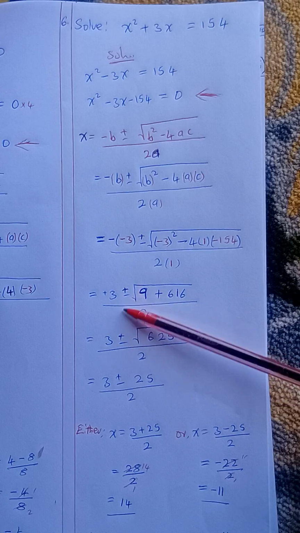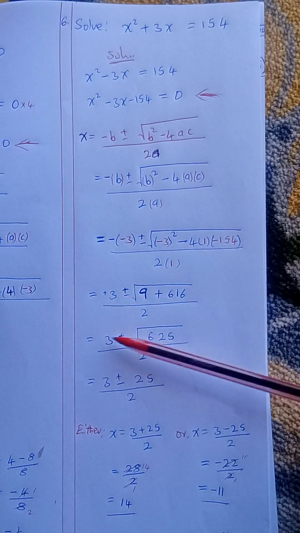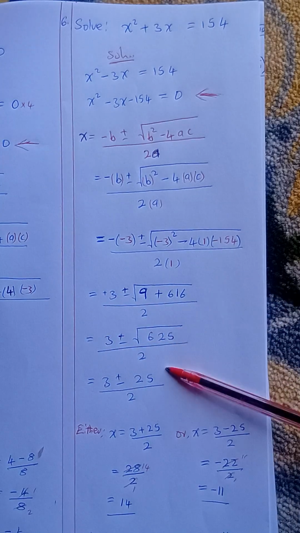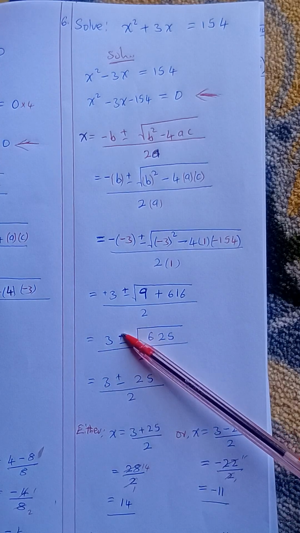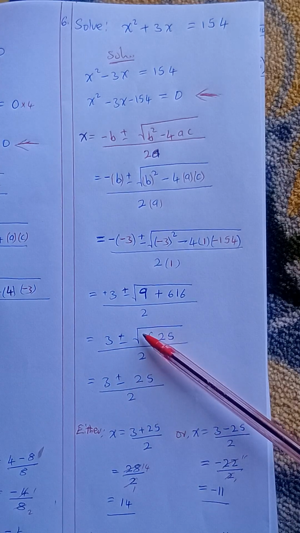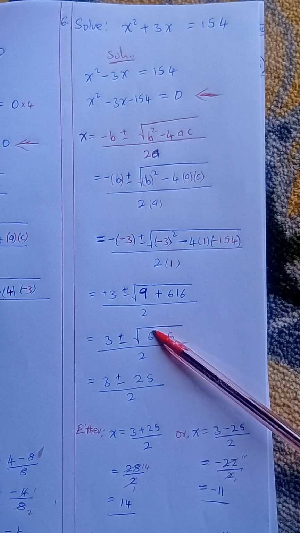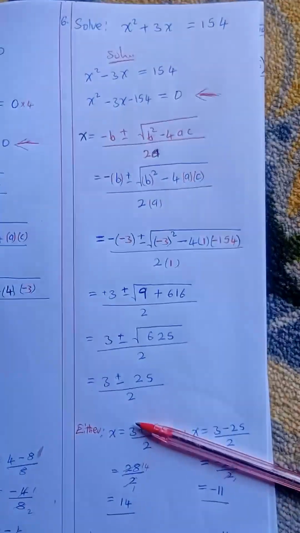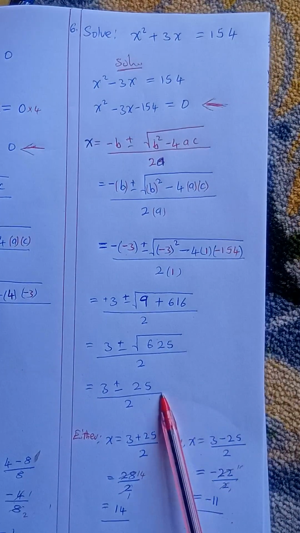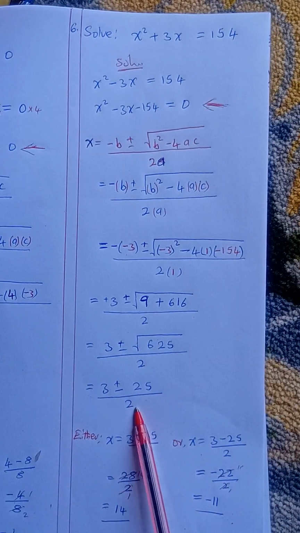Outside here, we have plus. Then positive 3 is the same as 3. Then we copy the rest. So in the next one, we write 3 in this one here. Then plus or minus this one, so that we only get the root of this one. After getting the root of this one, we get 25. So here we maintain the rest, which is positive 2.